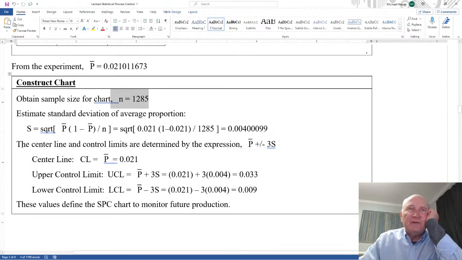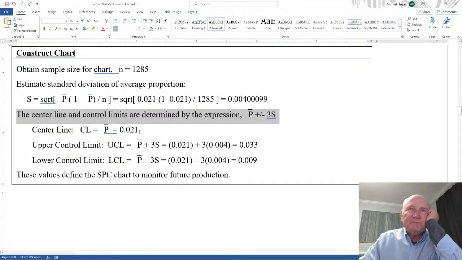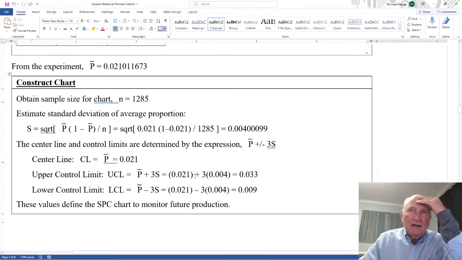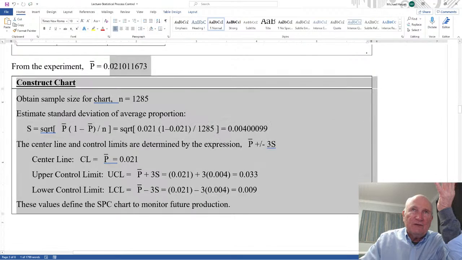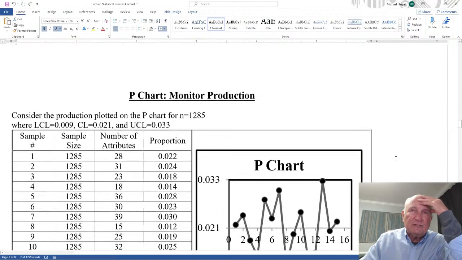Okay. Now we have the center line and the upper and lower control limits. P bar plus or minus 3s. P bar is 0.021. 3s is 3 times 0.004. And so I do the arithmetic. Now, again, I represent this with 3 significant figures, but I use all the significant figures, all of them. Then I round it. Okay, 0.033, 0.009 with a center line of 0.021. Okay, there's my center line. I've constructed my chart. Now I go to production.